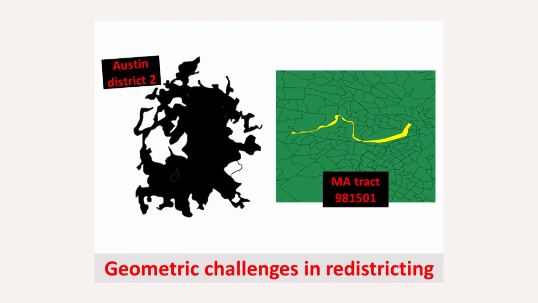And what about that other weird one with the yellow stripe on it? Right, so on the right-hand side, we see tract 981501. This is in Massachusetts. So what happens, every 10 years the census comes out, and census data is divided roughly into different types of groupings, right? So there's blocks, block groups, and tracts, tracts being the biggest.